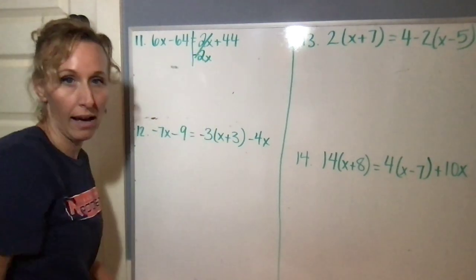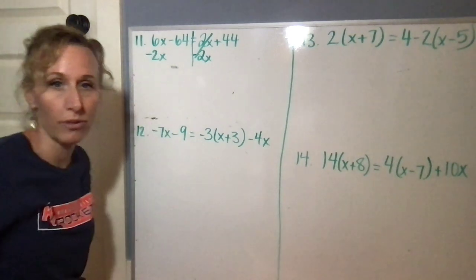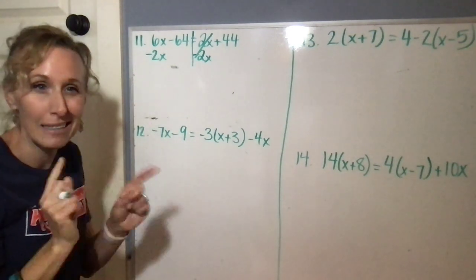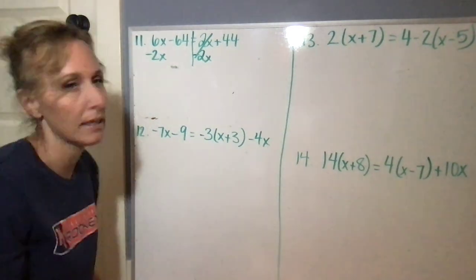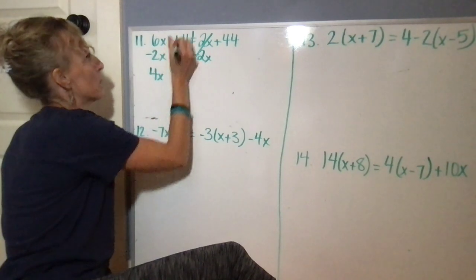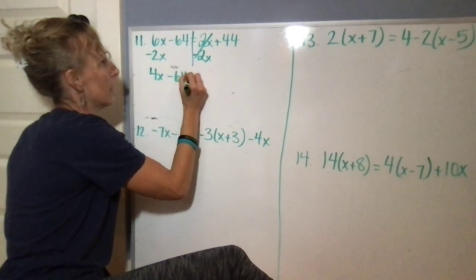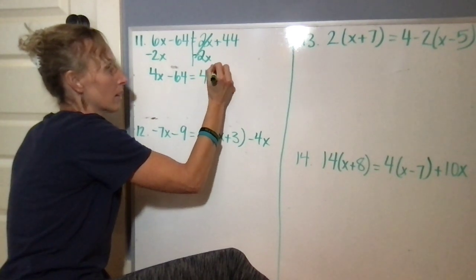So cancel that. Well, then you want to subtract it from the 6x over here because that's the one that's like terms, right? You can't cancel it from the 64 because there's no x on it. So 6x minus 2x is 4x. Bring down minus 64. Put your equal sign down, and now we're going to bring down positive 44 here.